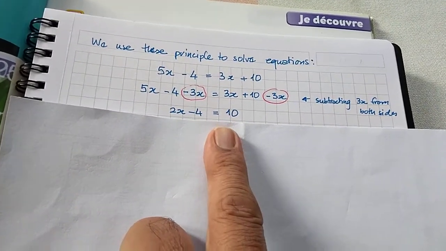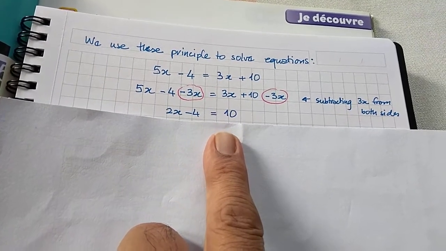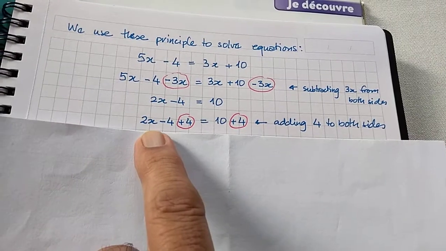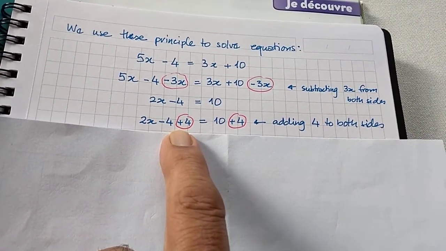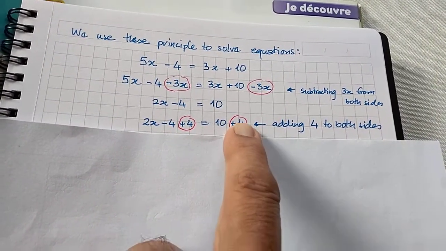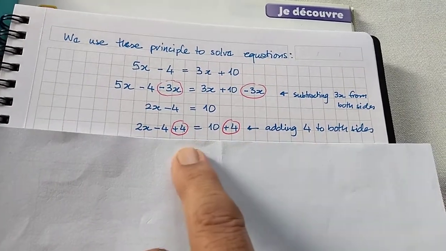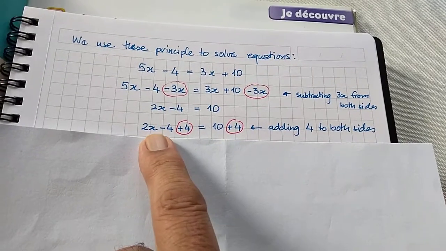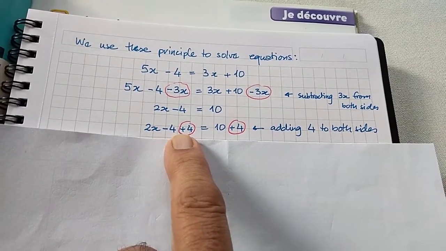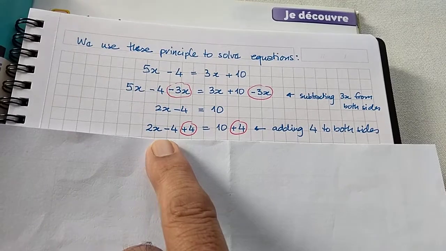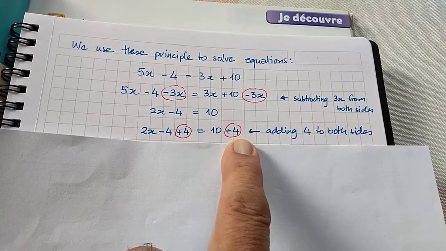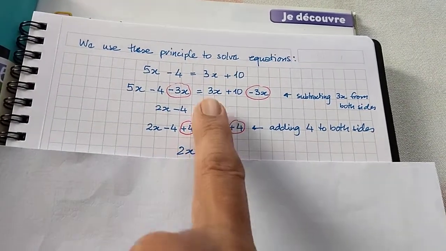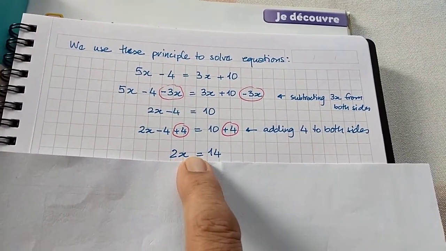Okay, so now I have 2x minus 4 is equal to 10. So now what I do is I add 4 to both sides. So I'll get 2x minus 4 plus 4 is equal to 10 plus 4. Again I have circled that in red to indicate that I have added 4 to both sides. Now what do I get on the left? I'll get 2x minus 4 plus 4, that means I'll simply get 2x. And here I'll get 10 plus 4, that's 14. So my equation has simplified from there to this: 2x is equal to 14.